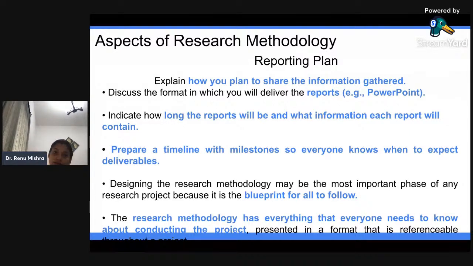To assess your research work, that what have you achieved.